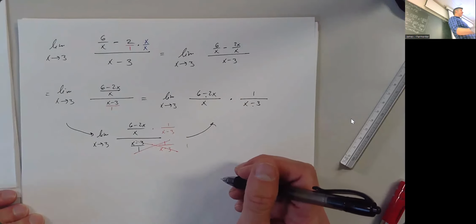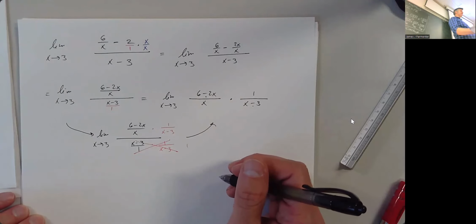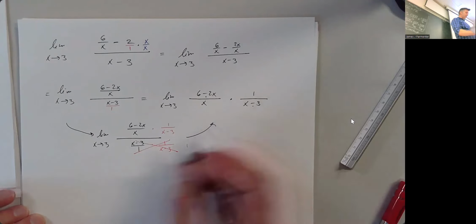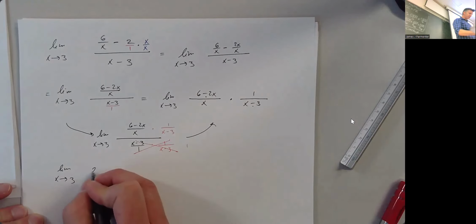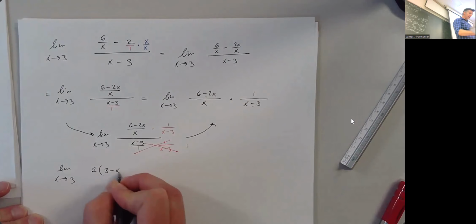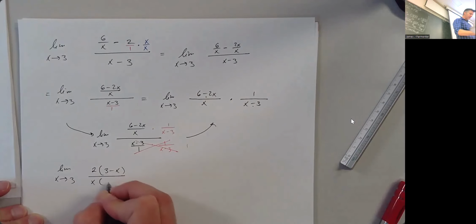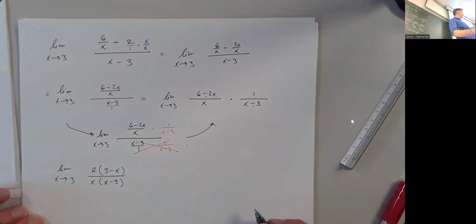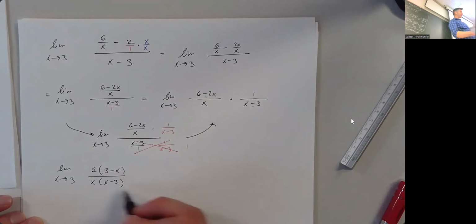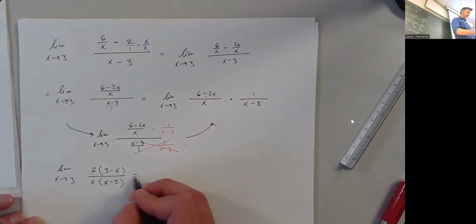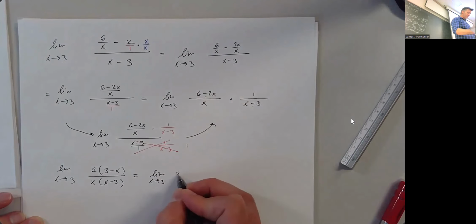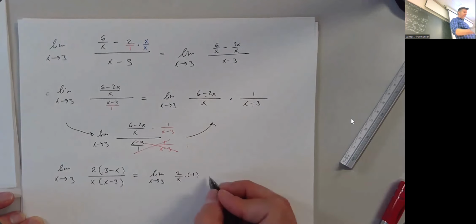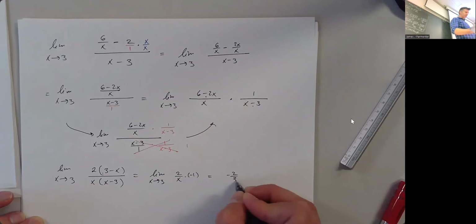Positive or negative 2? Positive 2 will work. So factor out a positive 2. I get 2 times 3 minus x over x times x minus 3. And then we know that 3 minus x divided by x minus 3 is going to be a negative 1. And then we can plug in the 3 and get negative 2/3.